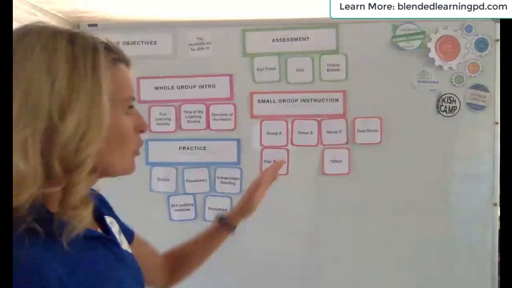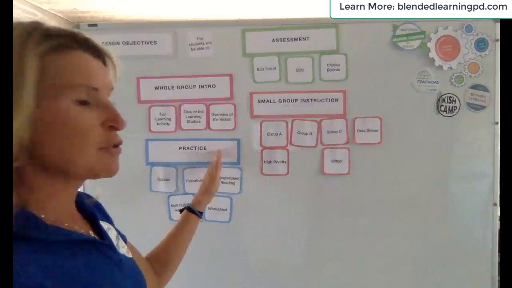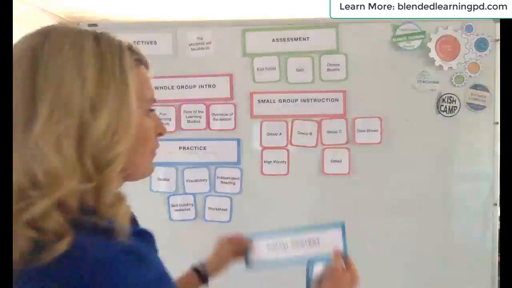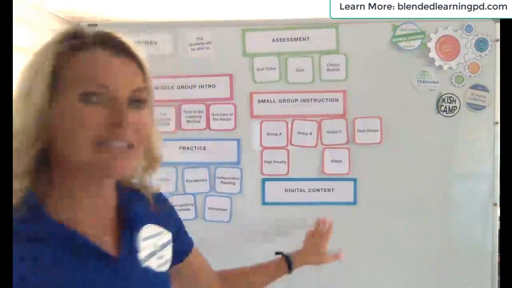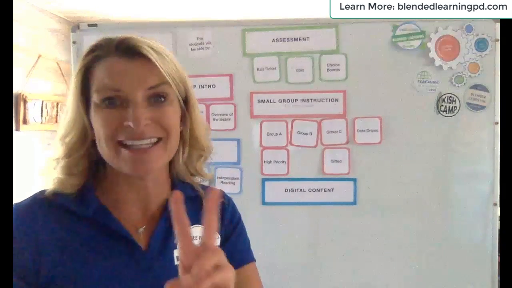All right? So what are the rest? Okay, so Group A is still meeting with me. Group B might be doing independent practice. What is Group C doing? Group C might be on digital content. In a blended learning environment, we really rely heavily on digital content. That digital content is a second teacher in the classroom.